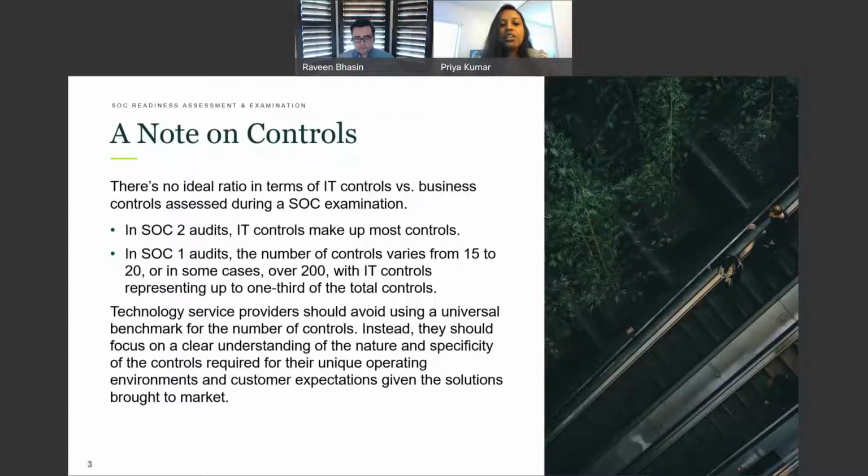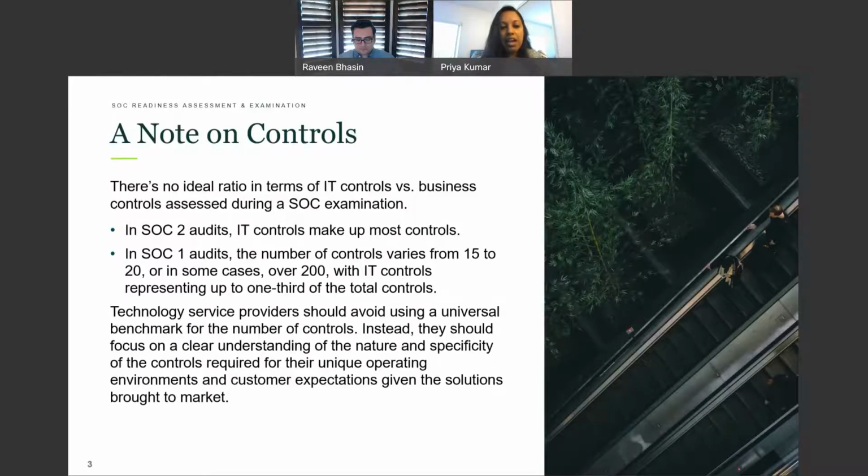So when you look at a SOC 2, it's more security heavy, so making up mostly IT controls, whereas if you're looking at a SOC 1, IT controls may only make up 1/3 of the total controls in comparison to the business process controls that you have in place. So again, there really is no ideal number here to strive for. The key factor is that you have controls in place to satisfy either the objective or the criteria.